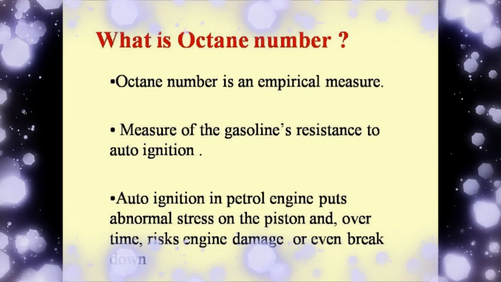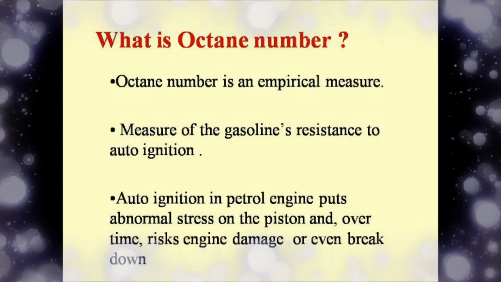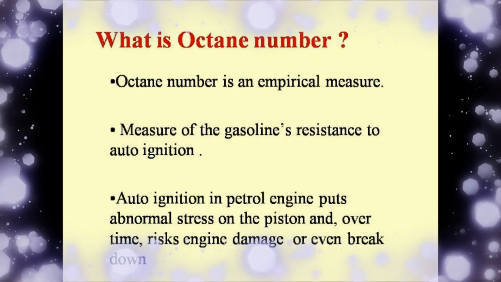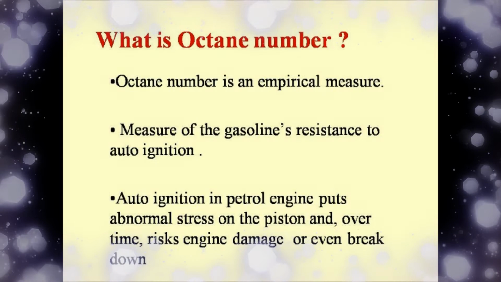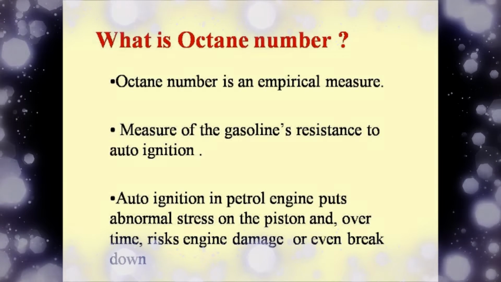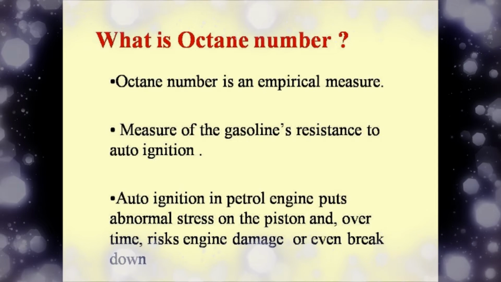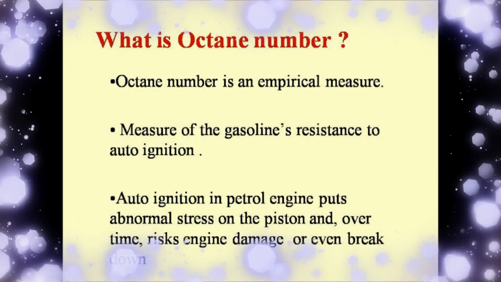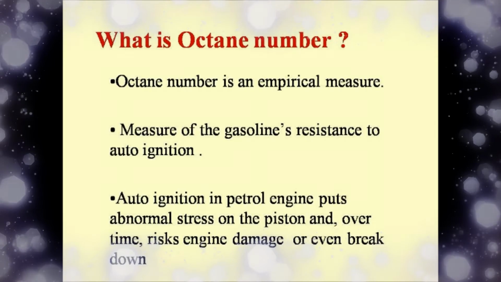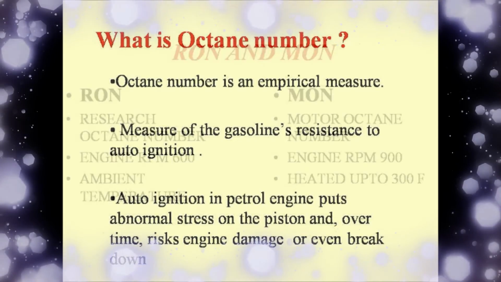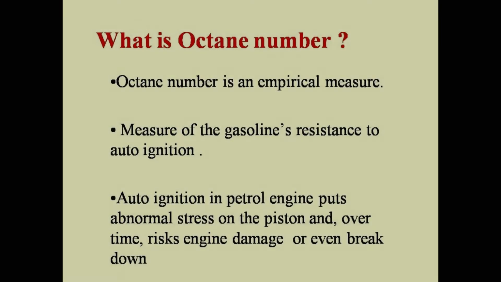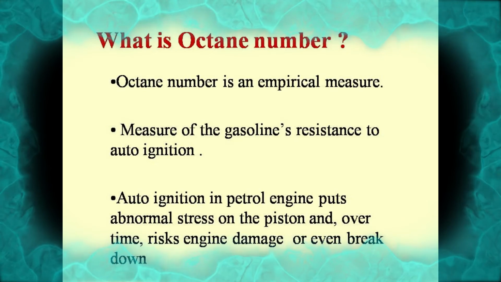Auto ignition can put an abnormal stress on the piston, and over a period of time the engine may get damaged. That is why we always specify that if your engine is designed for a certain octane number, you will definitely have to put petrol of that minimum octane number, and only then can you proceed. You can put a higher octane petrol but not a lower octane petrol, because there is something called knocking.